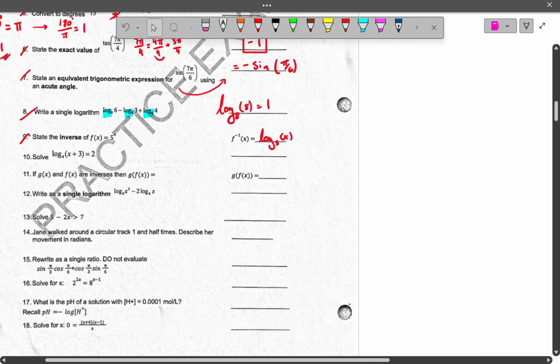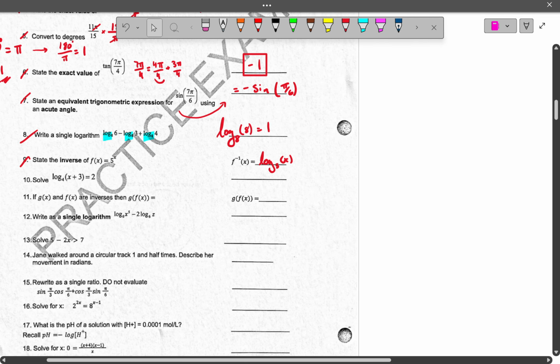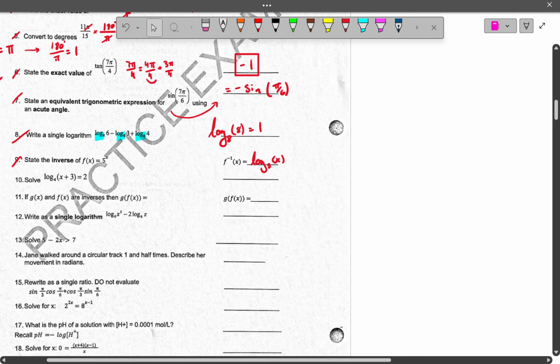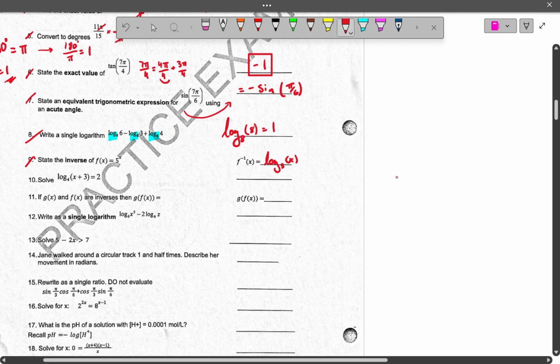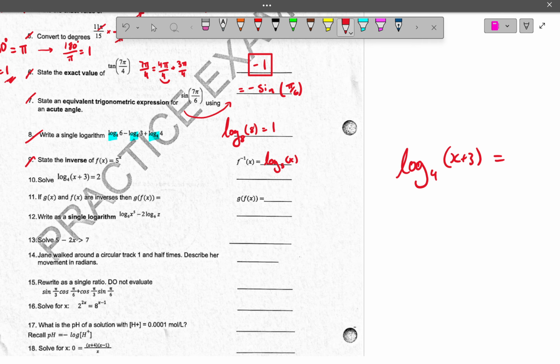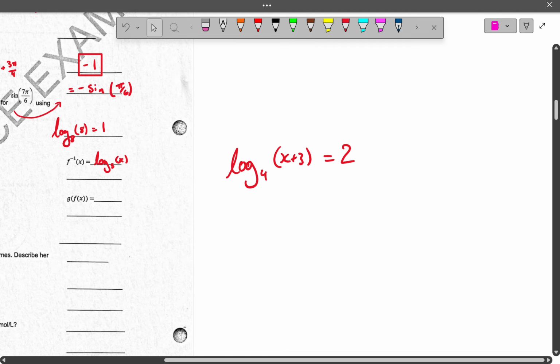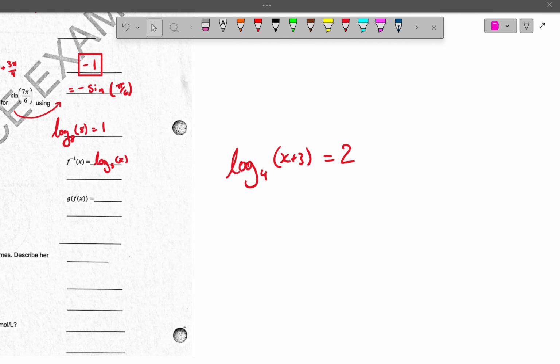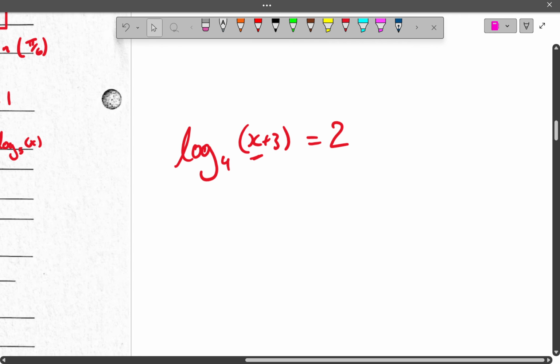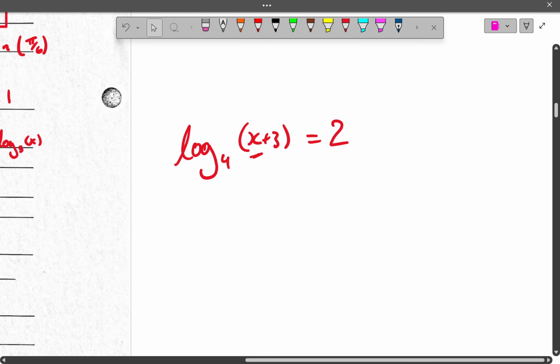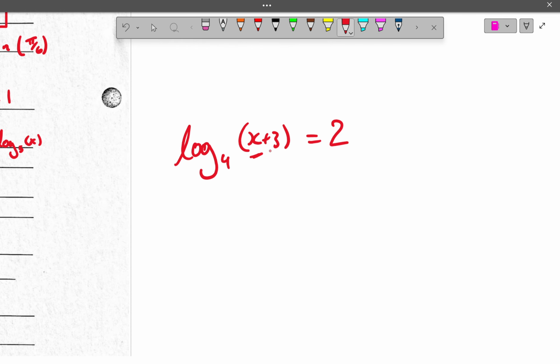We just got rid of some space, and then we can go on to question 10. It asks us to solve for logarithm base 4 of x plus 3, which equals 2. So if we're solving this, we're basically being asked to solve for x. Here I need to find x on its own, but right now we have this logarithm.